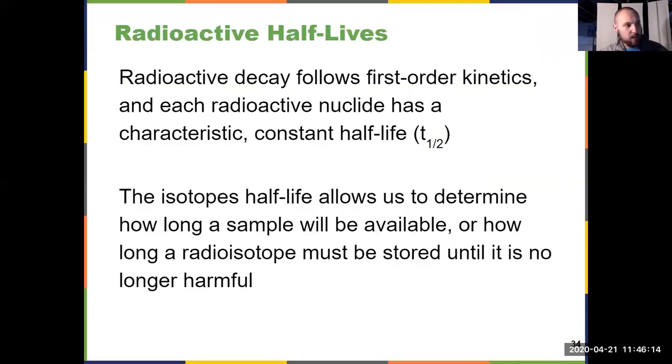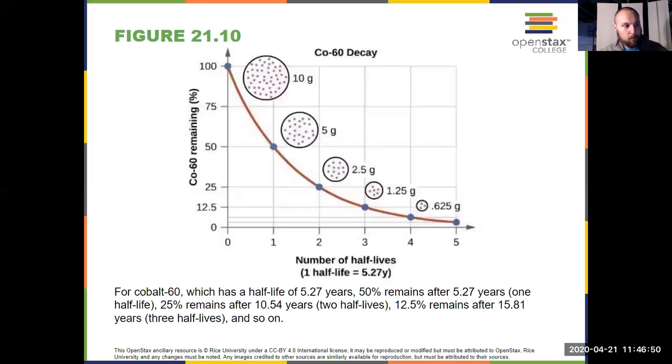So how does this relate to radioactive dating? Okay? Radioactive decay follows first-order kinetics, okay, which we talked about in Chapter 12. All of our radioactive nuclides have a constant half-life when they decay from the parent nuclide to the daughter nuclide. So we can use the half-lives of those isotopes to determine useful information, right? How long a sample will be available, right? How long something's existed. Or if we've got radioactive material, waste, for example, how long do we have to store it until it's not harmful anymore?